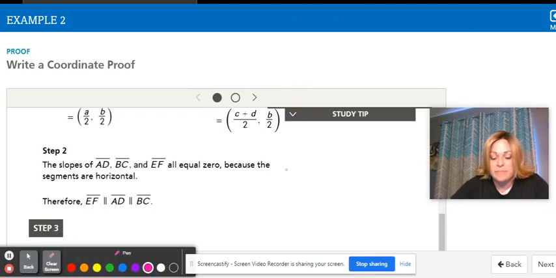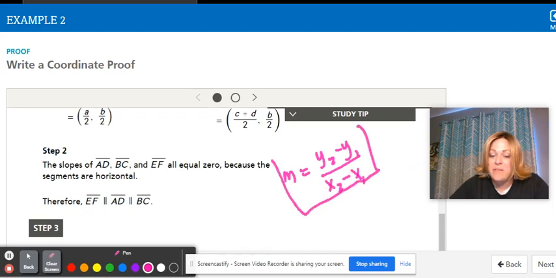Let me write that down for you. The slope of any one of these segments, you can have y2 minus y1 over x2 minus x1. So this is the slope formula, and that might be a little bit more helpful than counting rise over run because you're counting and it's a variable. So keep that in mind. Step 3.